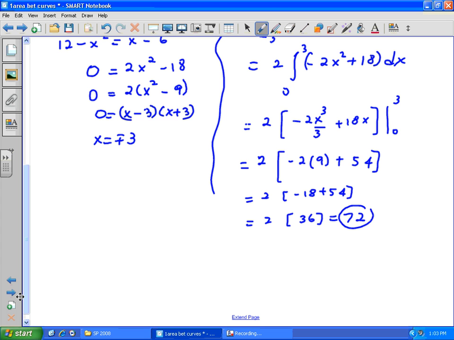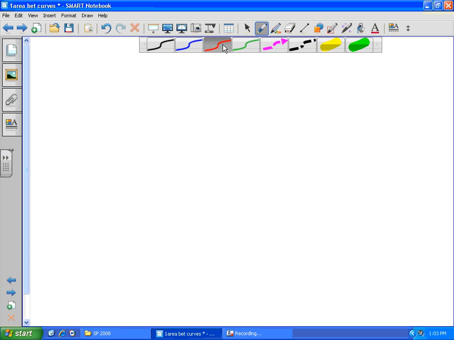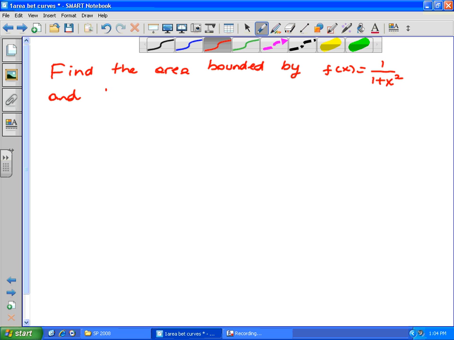Okay, another example. Any questions about the first one before we try another example? All right. The question is, find the area bounded by the functions f of x equals 1 over 1 plus x squared, and let's say h of x, which equals 1 over 2 times x squared. Find the area bounded between these two curves.